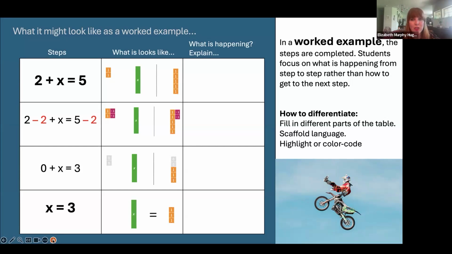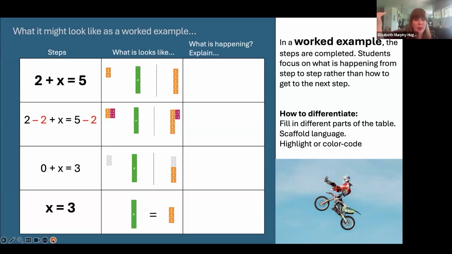Now, there's lots of ways to differentiate worked examples in your classroom. One of the ways to do it is to fill in different parts of the table. So in the worked example, the problem is worked for you. But maybe you have 2 of those what is happening rectangles filled out, or you want students to draw one of those steps and show what's happening in one of those steps. So you can have different parts of this table blank or missing and have students fill those parts in.